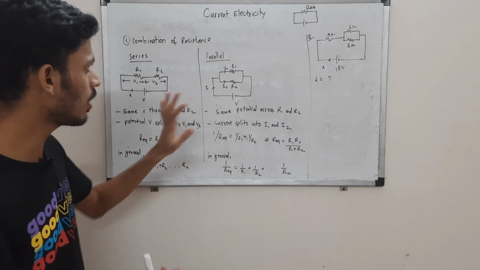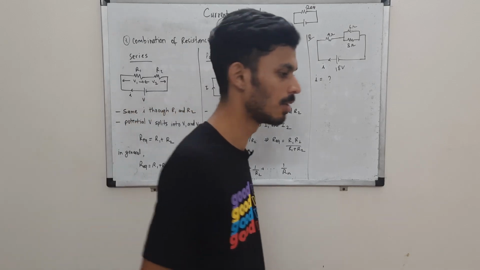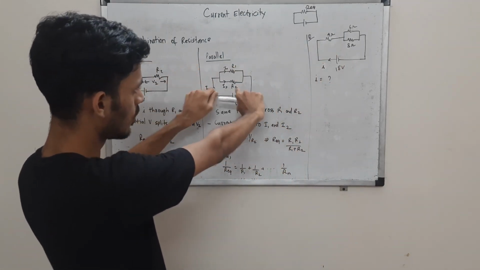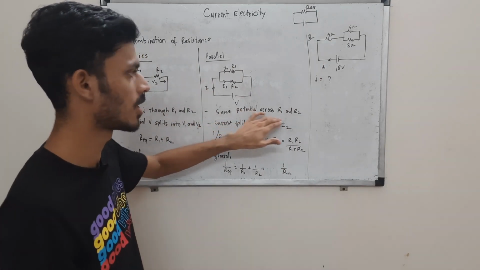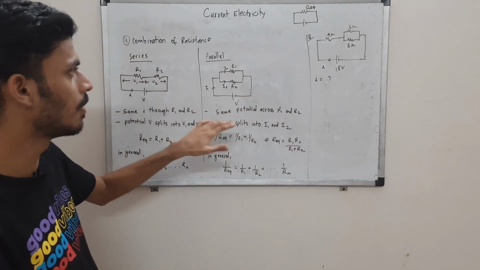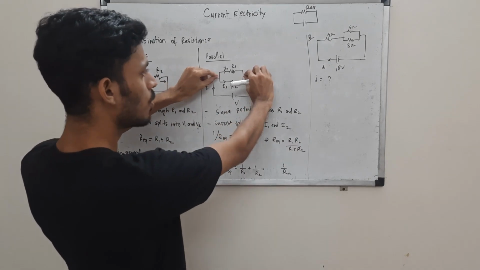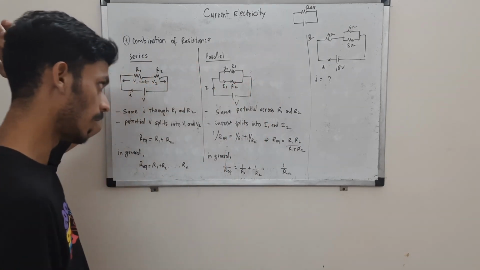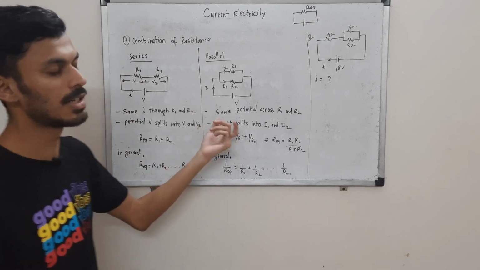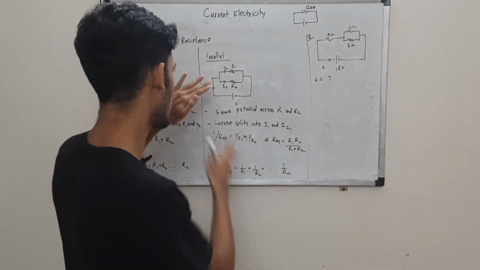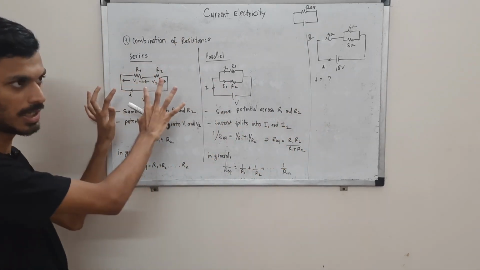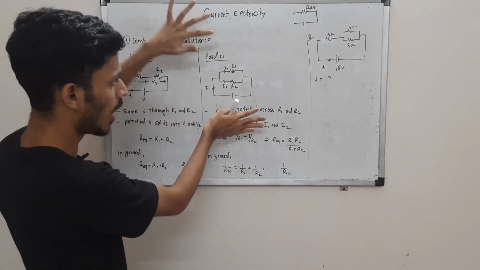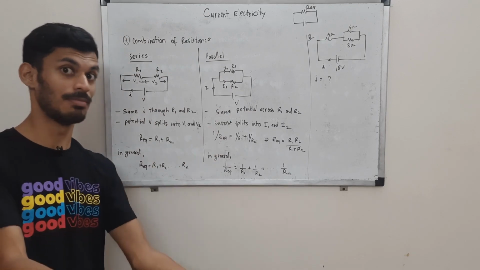Now coming to parallel combination, here you have two resistors which are connected across the same potential. So the same potential V across R1 and R2. In series the current was the same; here the potential is the same because the two ends are the same. Now the current splits into I1 and I2. In series, the voltage was splitting into V1 and V2; here I is splitting into I1 and I2 because there is branching.